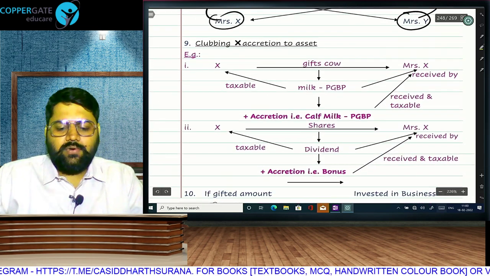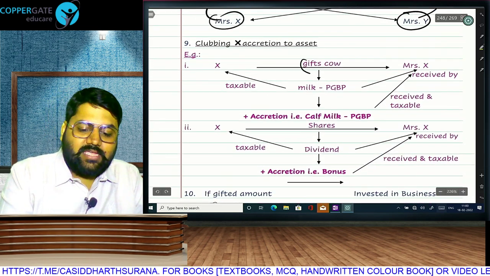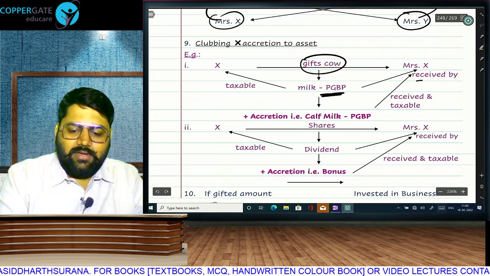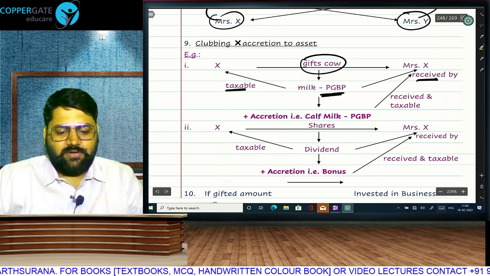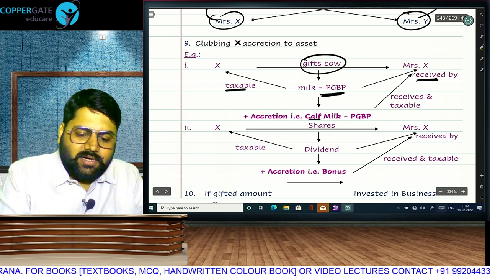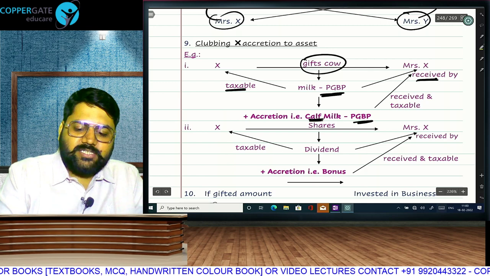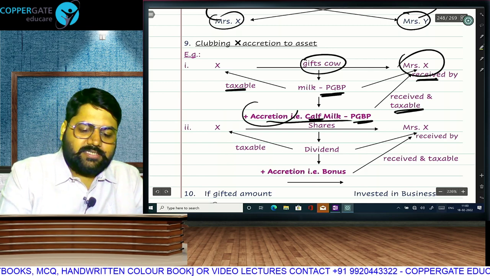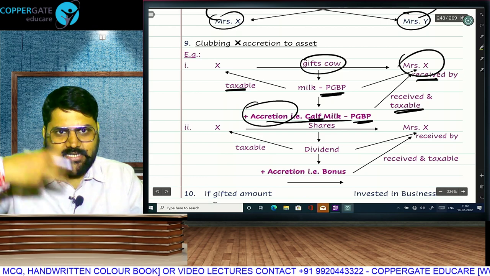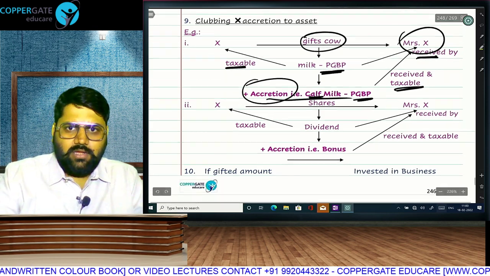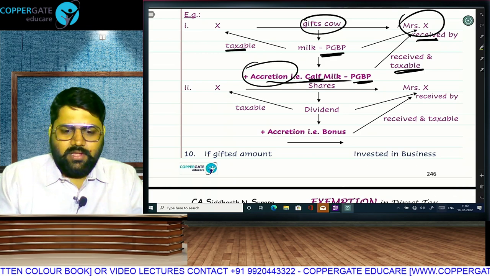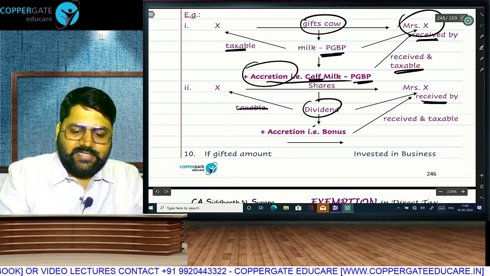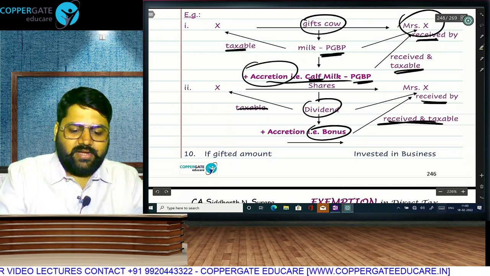Clubbing will not apply on accretion. So, if X gives a cow and there is PGBP income on the milk, then it will be received by her but taxable for him. But if a calf is born, then that PGBP income will be received and taxable both by her. On this, there will be no clubbing. This is called accretion. Because of an existing asset, if you get another asset, that is called accretion. One more example if you want. X is transferring shares, so the dividend will be received by her but taxable for him. But if there is any accretion, that is a bonus, then it is received and taxable both by her.